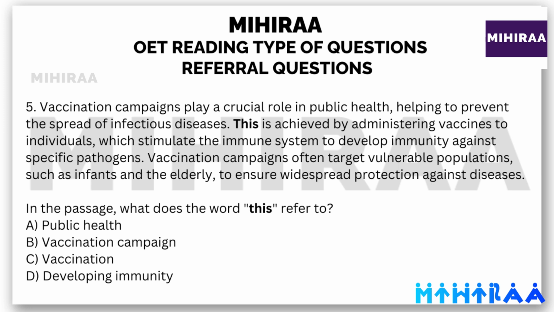In this sentence, the action being described is achieved through administering vaccines, which stimulate the immune system. So, "this" refers to the action of administering vaccines to stimulate immunity and prevent the spread of infectious diseases, making option C, vaccination, the correct answer.